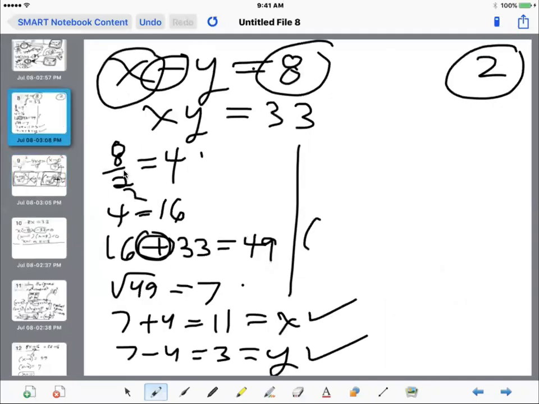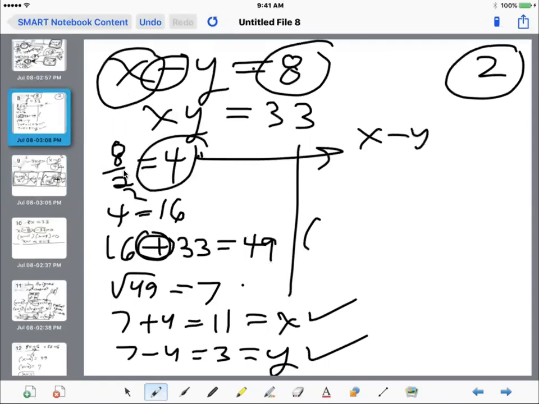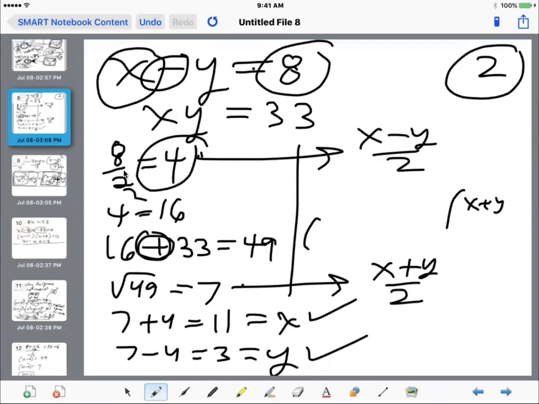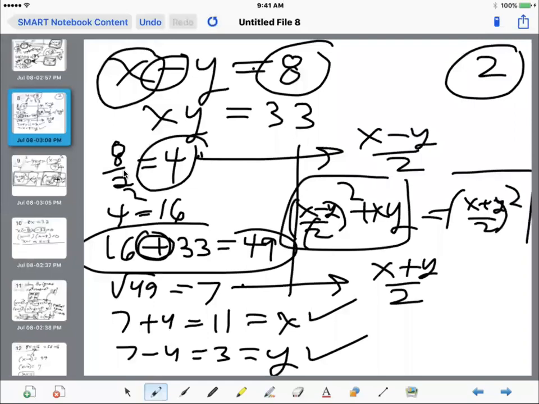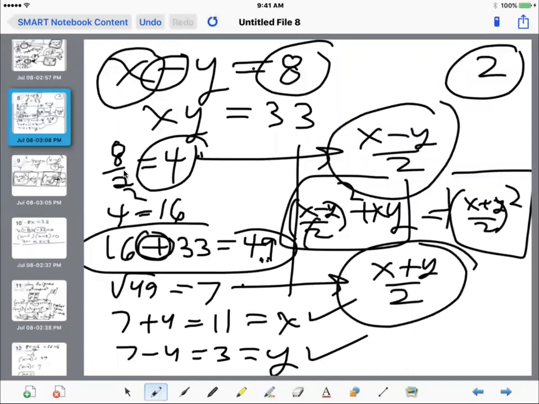There it is. So this 4, just for analysis, is x minus y over 2. And after you take the square root, it's going to be x plus y over 2. And that's because this 16 plus 33 is x minus y over 2 squared plus xy. So that thing got converted into x plus y over 2 squared, so that when I take the square root, I end up with that.